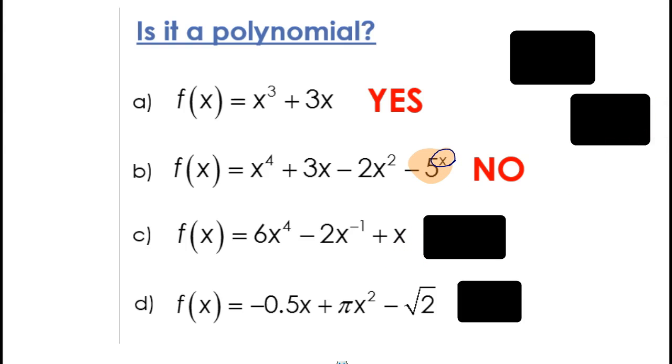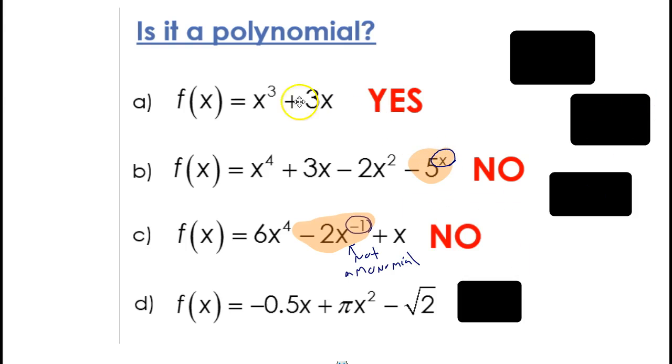What about C? Let's look at this one and see what we see. We have three terms, three parts. One of the parts has an exponent that is not a whole number. -1 is not a whole number. Whole numbers don't have negatives. That's called an integer. So -1 is not a whole number, and that means that this is not a polynomial because -2x to the -1 is not a monomial. So we get another no.